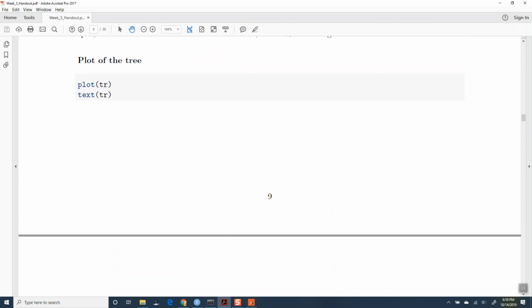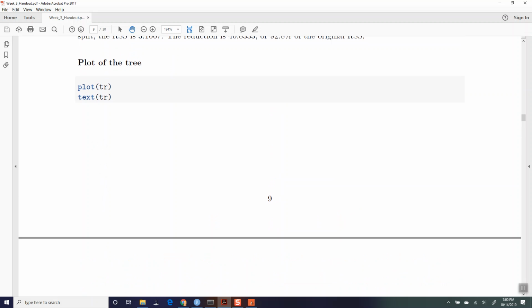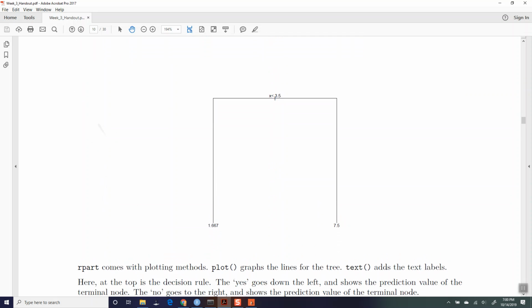You can graph these trees. If you say plot tree, it draws this. This is the most boring tree, but basically it shows the relevant parts. x is less than 3.5: if it's a yes, you go down to the left, and if it's a no, you go to the right. Then it shows you the value you predict. If it's less than 3.5, we're going to predict 1.667. And if it's greater than 3.5, we're going to predict 7.5. You actually have to call two commands, the plot and then add the text, and you get this.